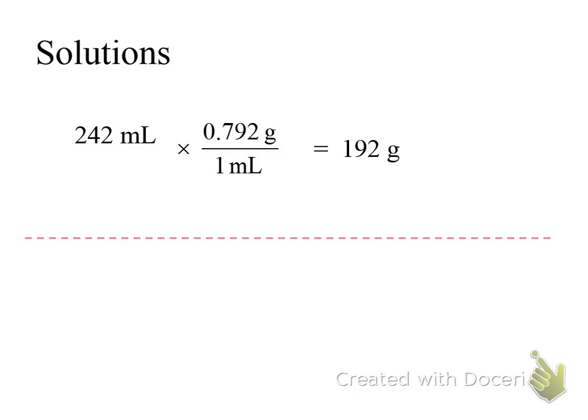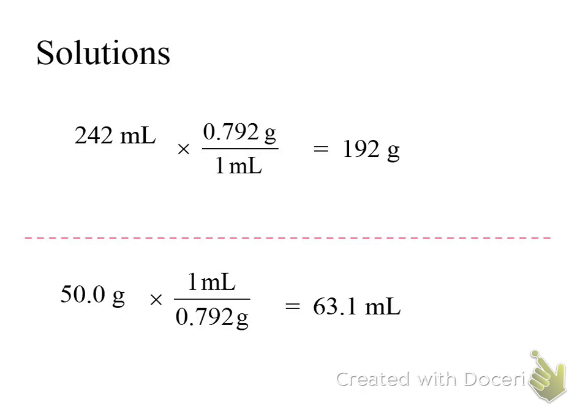All right. So the next one, we're going to go from 50.0 grams to milliliters. The first term is going to be that 50.0 grams over 1. Now we want grams to cancel, so we have to put units of grams in the denominator. So this one's going to be 1 milliliter over 0.792 grams. Then grams cancel, we're left with units of milliliters. Does everybody see 3 sig figs? And you're done. 63.1 milliliters. That's the answer.